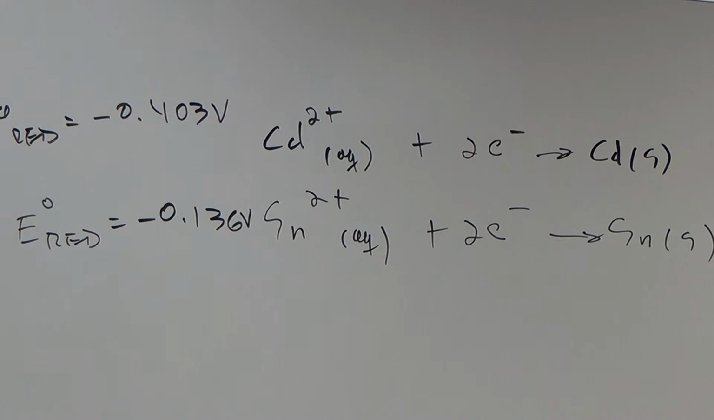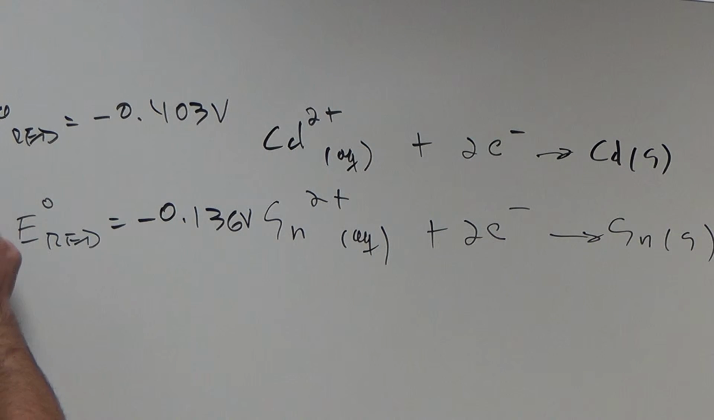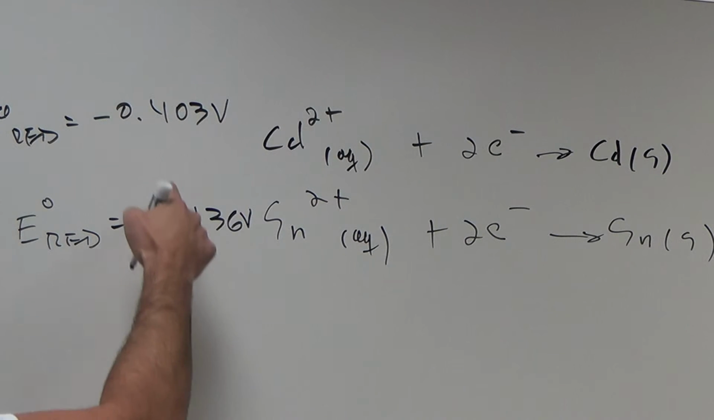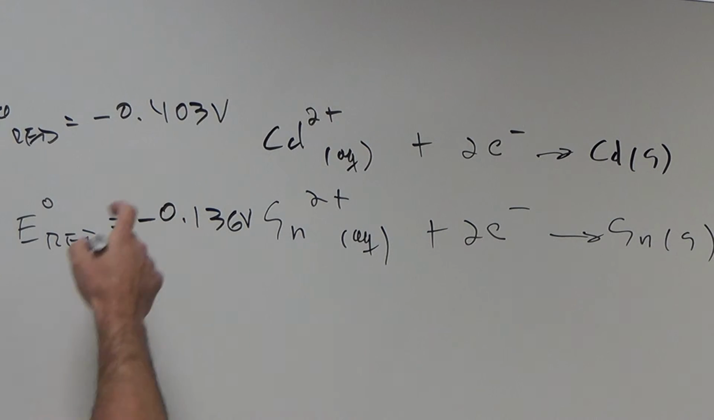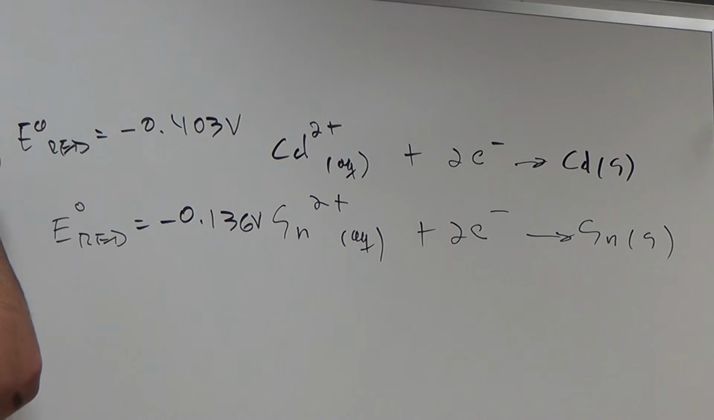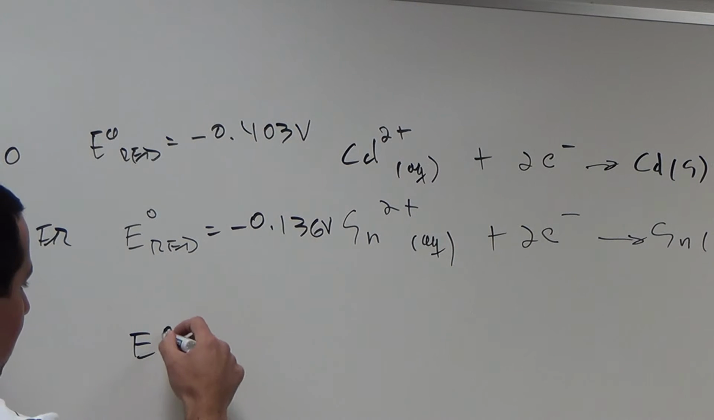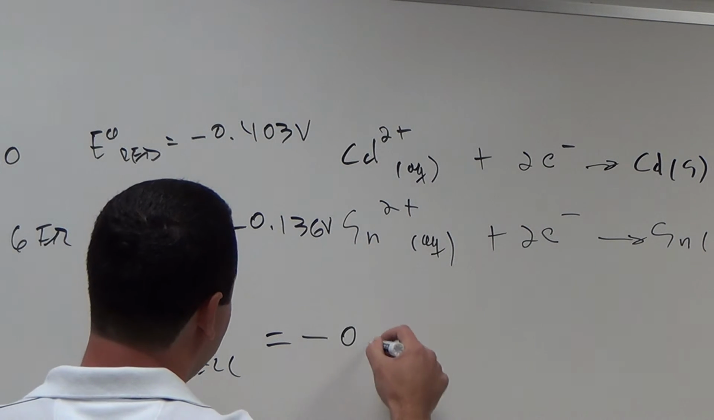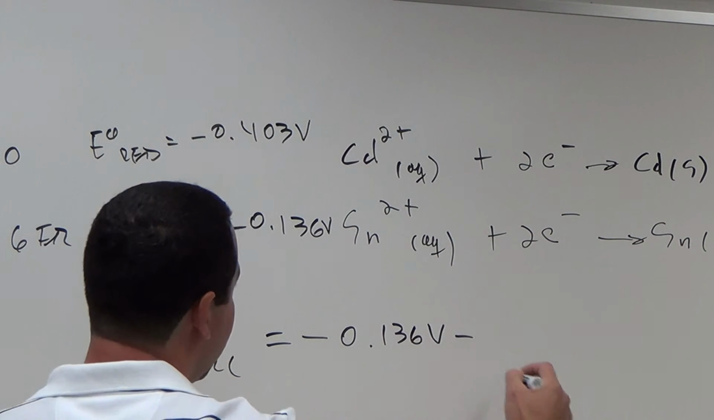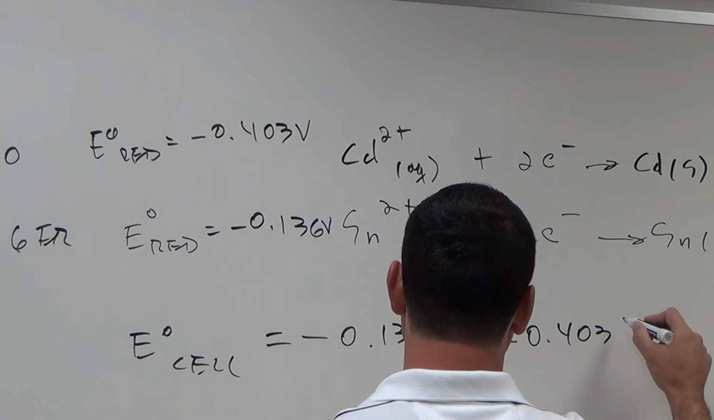Which one is the cathode then from here? This one or this one? This one is the cathode. Guys, do you see that this number is bigger than that one? It's big number minus little number, yes? So this is the highest reduction potential. So when I'm going to calculate the EMF of the cell, it will be big number minus little number. What's this going to give you?